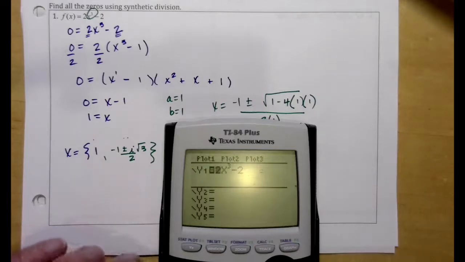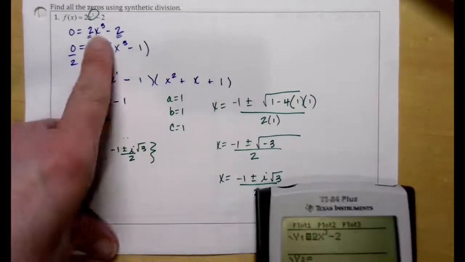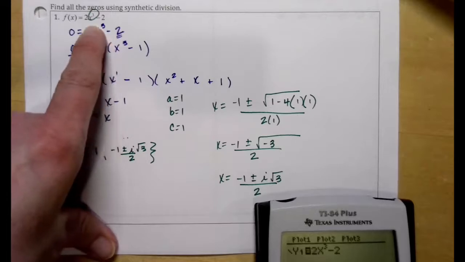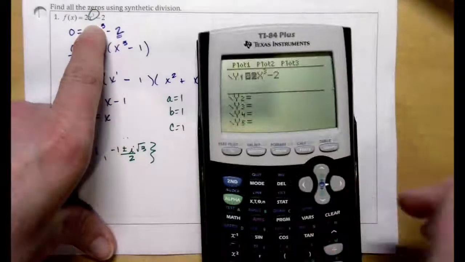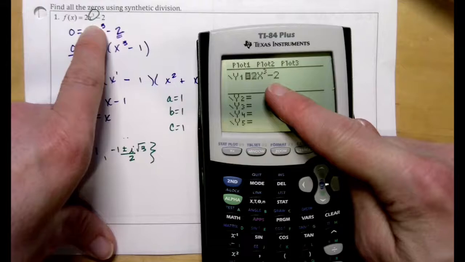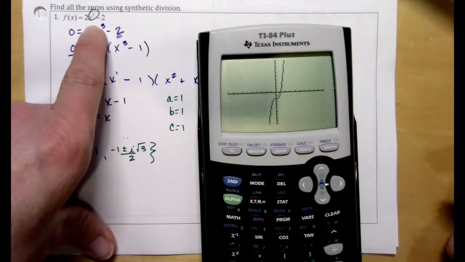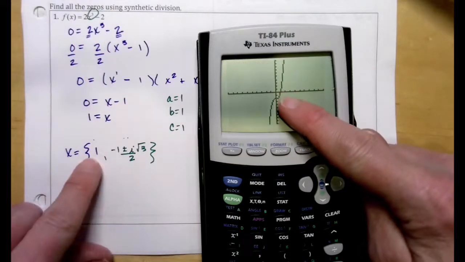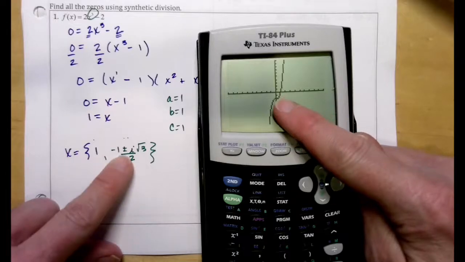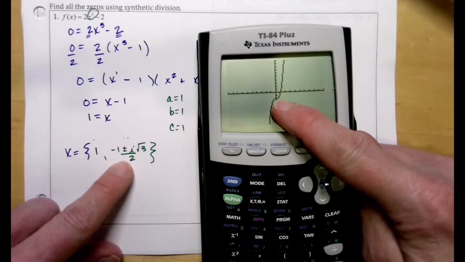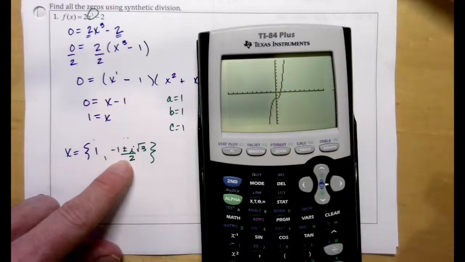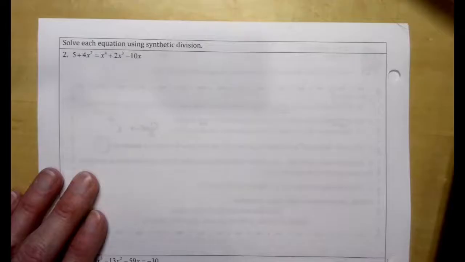All right, so if you have Desmos, feel free to go and graph this original equation and see what it looks like. When I put it into the graphing calculator as is and press graph, I can see here's my one real solution. This turn, this curve here, is where my imaginary solutions are. All right, let's go on and do the next one.